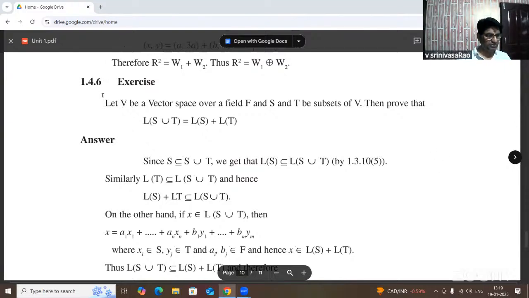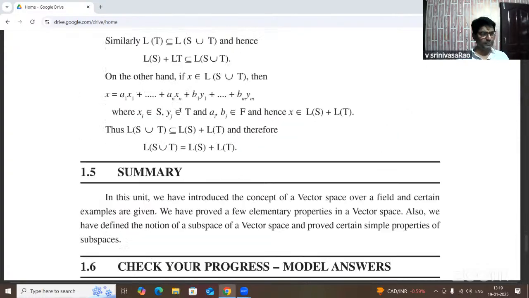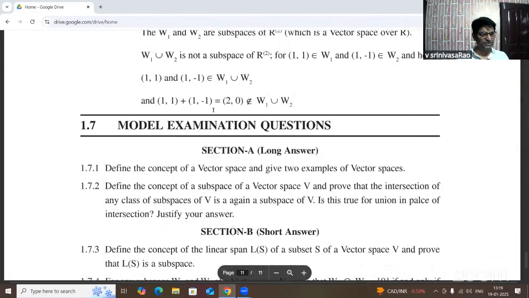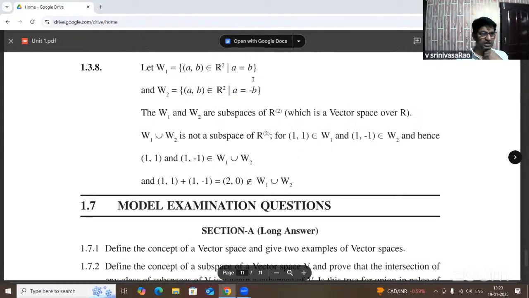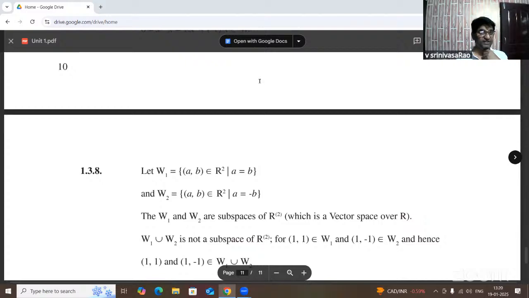From the examination point of view, the question is given: define linear span and prove that, where S and T are both subsets of a vector space, L of S union T equals L of S plus L of T. This is one of the important theorems in the final examination. Okay, 1.4.6. Now this is the end of this unit. You must practice especially the first unit, which is very important for the further sessions.